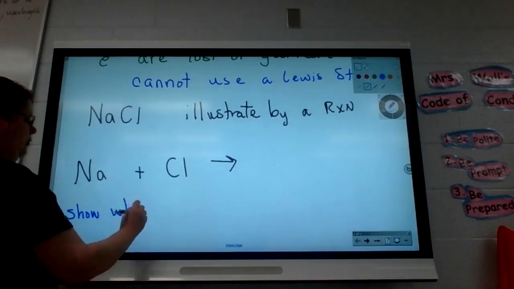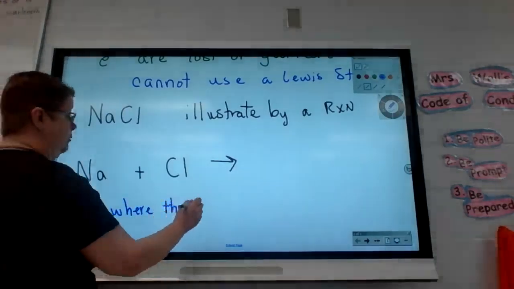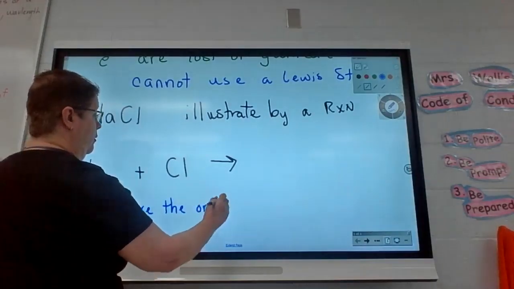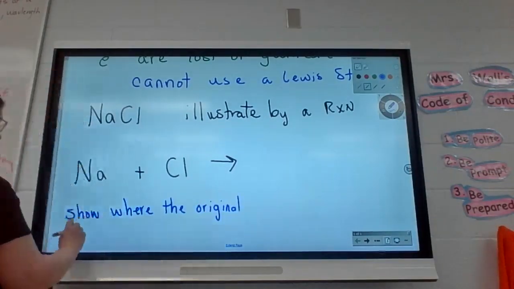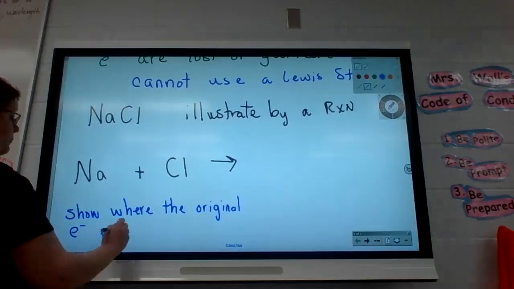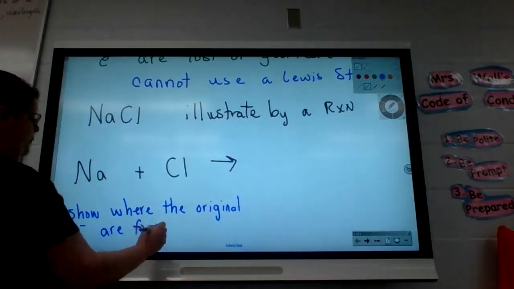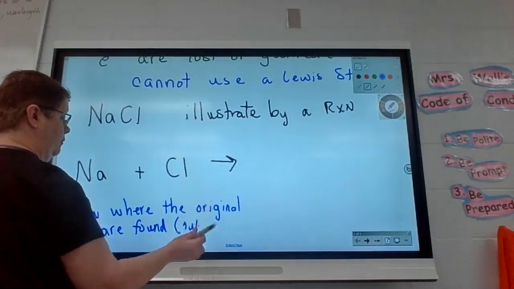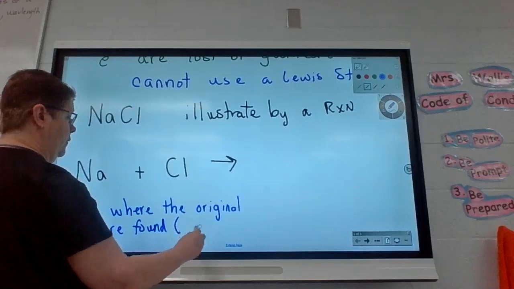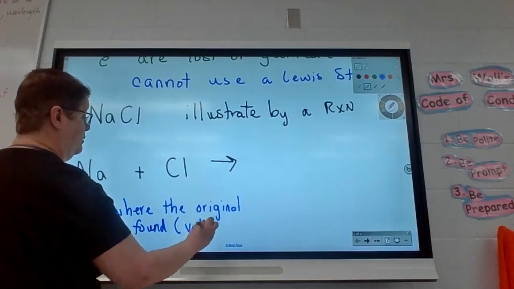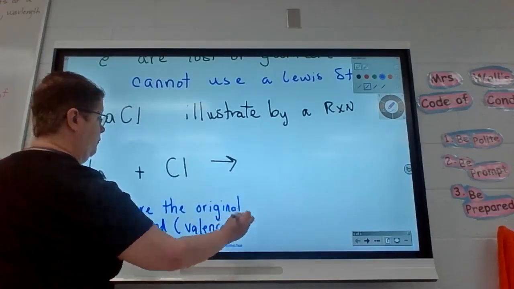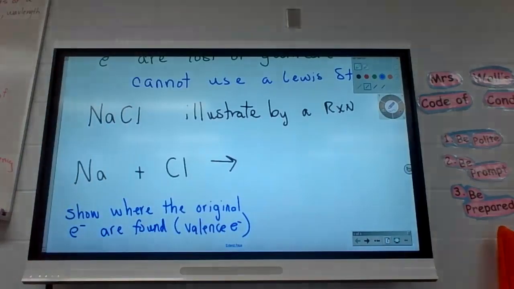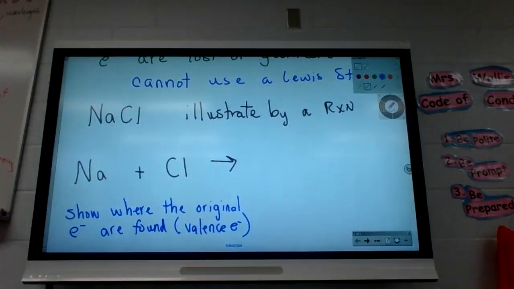Where the original electrons are found, which is basically the valence electrons. All right, so tell me how many valence electrons sodium has. One. So we draw one dot on Na.